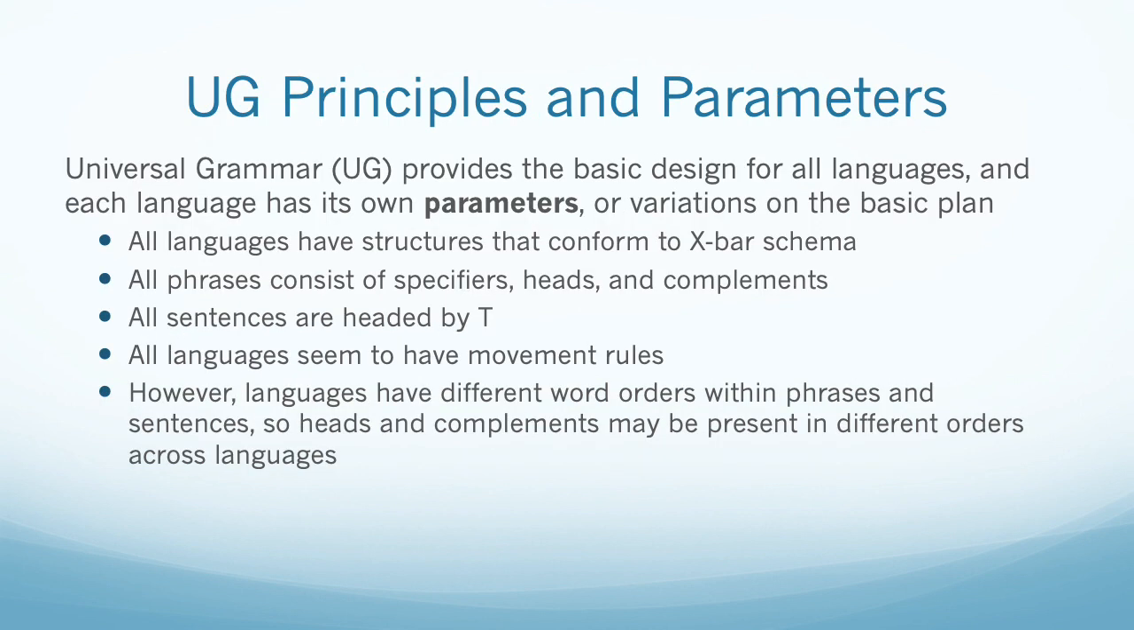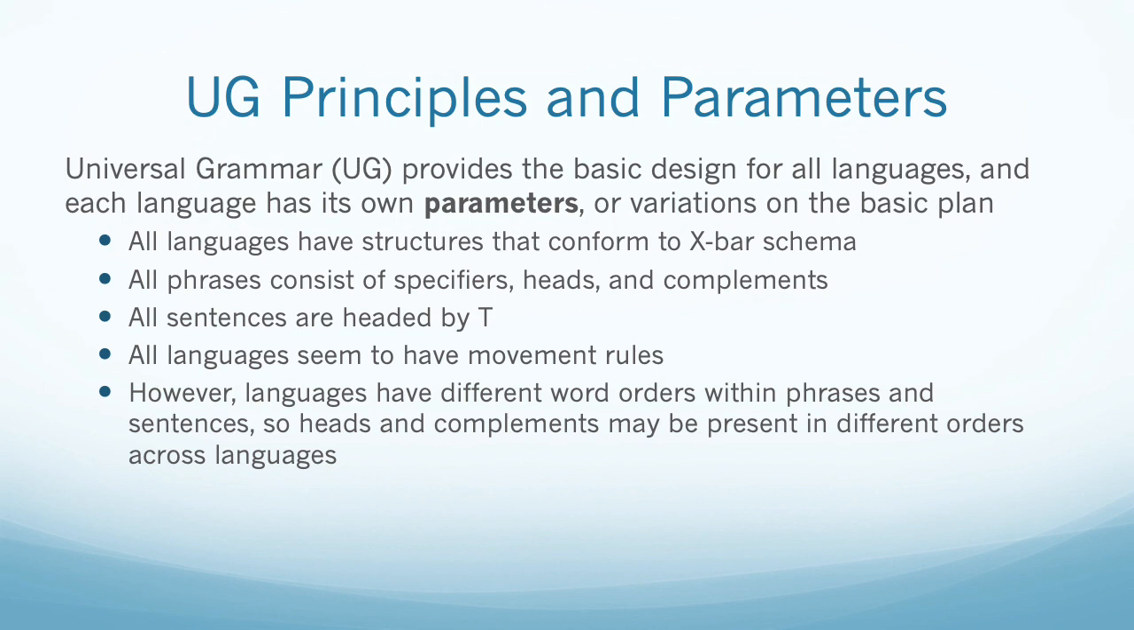So this approach to syntax, to sentence structure, has given some support to the idea of what's called universal grammar. This is the idea that there is a basic design for all languages. You could think of it sort of like a very basic blueprint. And then each language has its own parameters that get turned on or off depending on what the language is. These are just variations on the basic plan.